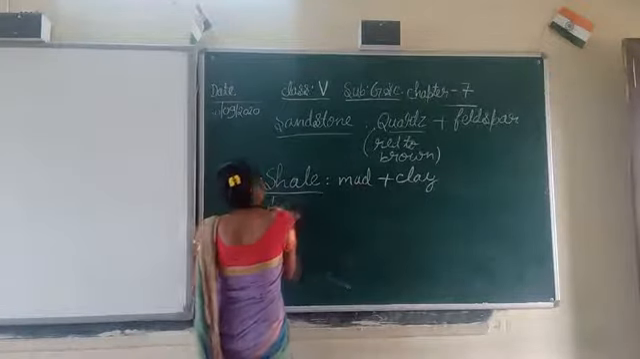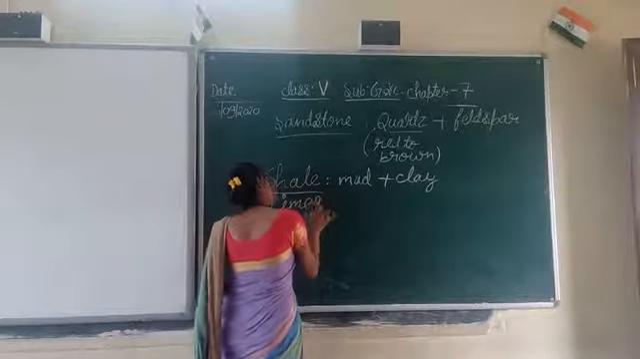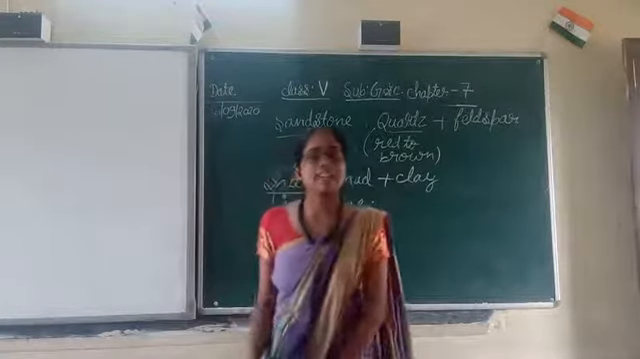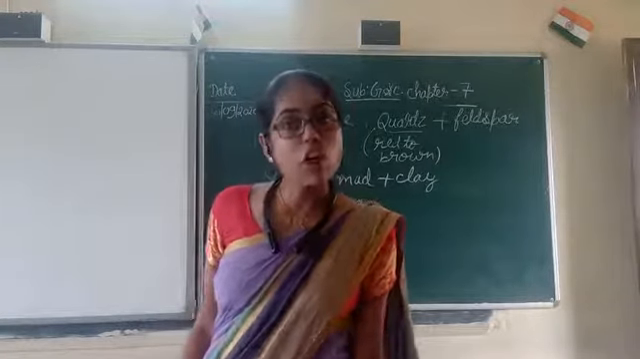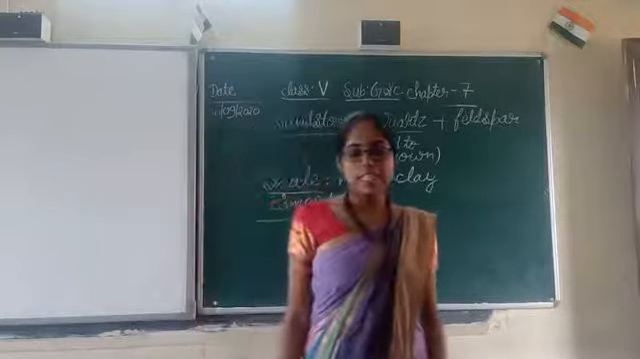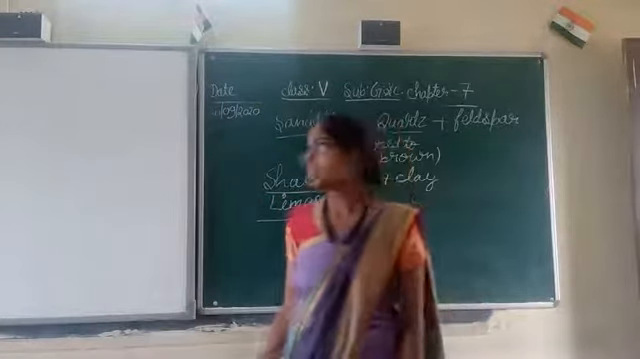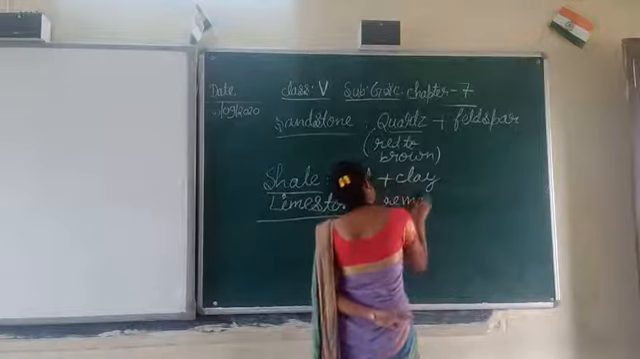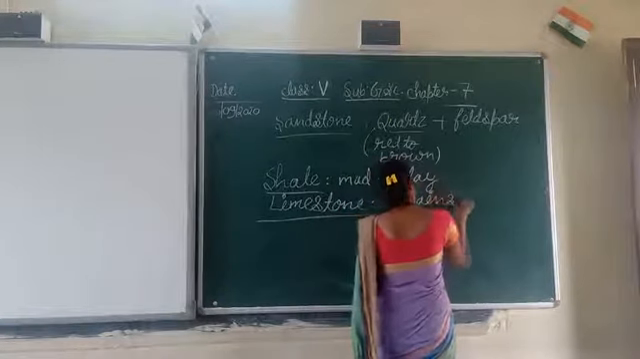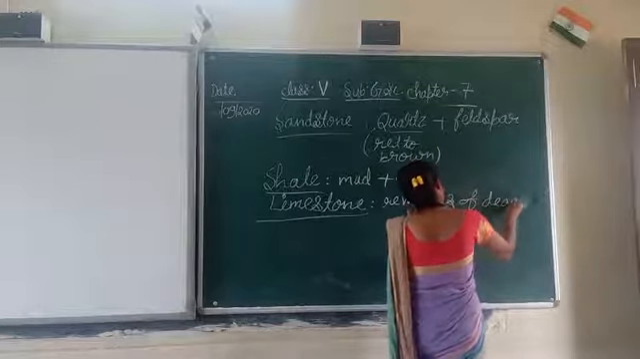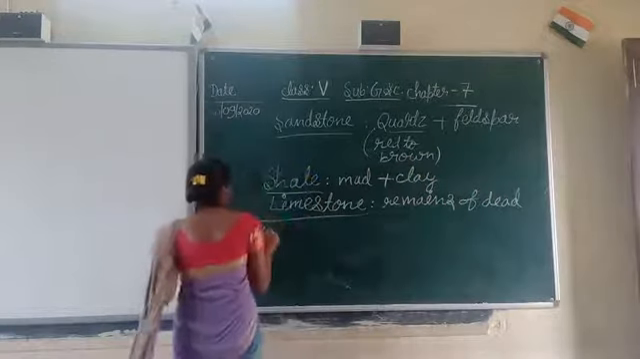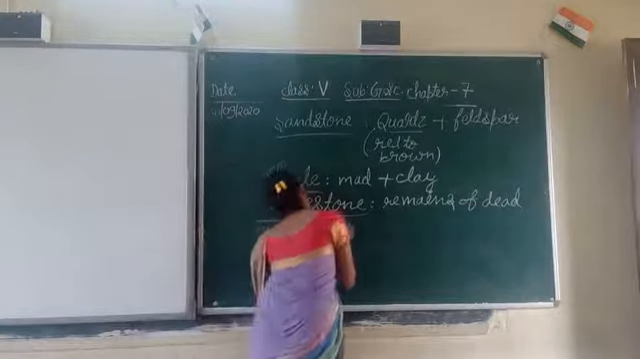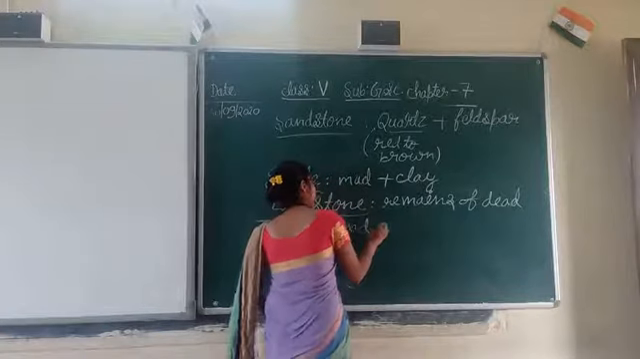Next example is limestone. Limestone is another example of sedimentary rocks. It is formed from the remains of dead animals and plants.